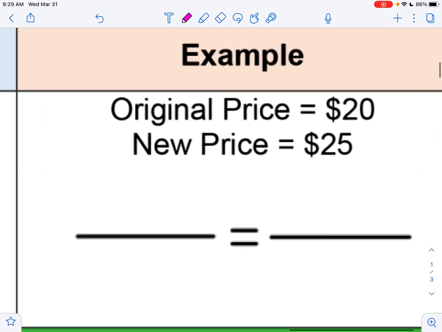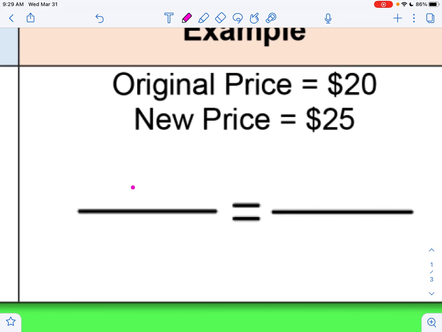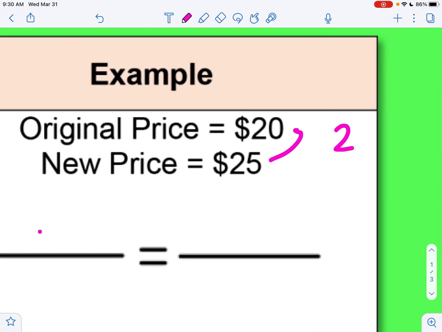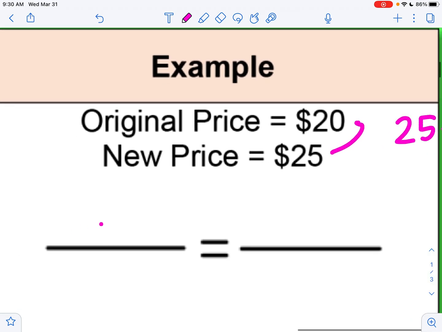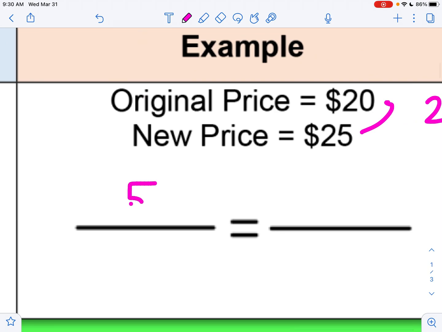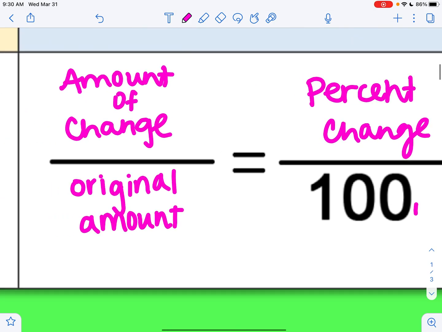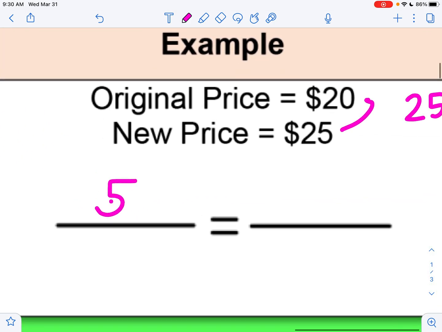So if our original amount is $20, but the new price is $25, what we need to do is find our amount of change. That's what goes on the left. To do that, all we have to do is subtract these two. 25 minus 20 gives us 5. So our amount of change is 5. That goes on the top. And then the bottom is asking for the original amount. So what did we start at? Well, we started at 20. So that is the number that goes on the bottom.